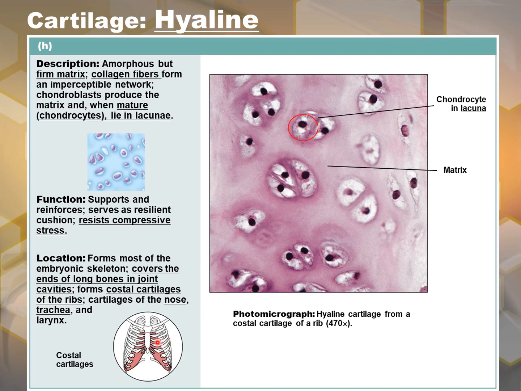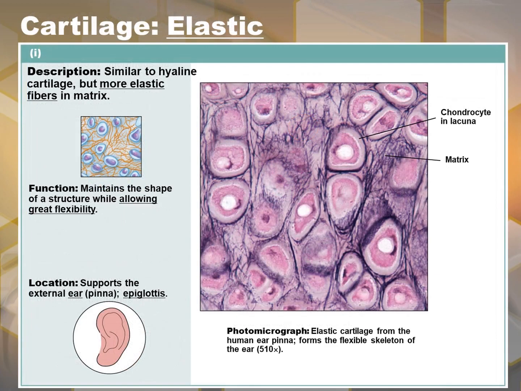You find it in pretty much the majority of the joints in the body. Our costal cartilages on the ribs connect our ribs to our sternum. We also find it in our nose and our trachea. The rings that keep our trachea open are cartilage.